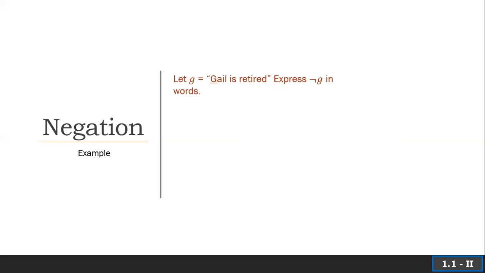So we want to express not G in words. Well, if G is the idea that Gail is retired, not G would be it is not the case that Gail is retired. This is kind of the straightforward way, right? You just slap "it is not the case" in front of there to do the negation. However, go a step further when you're negating these. You're not really going to speak that way. What does that actually mean? It means Gail is not retired.